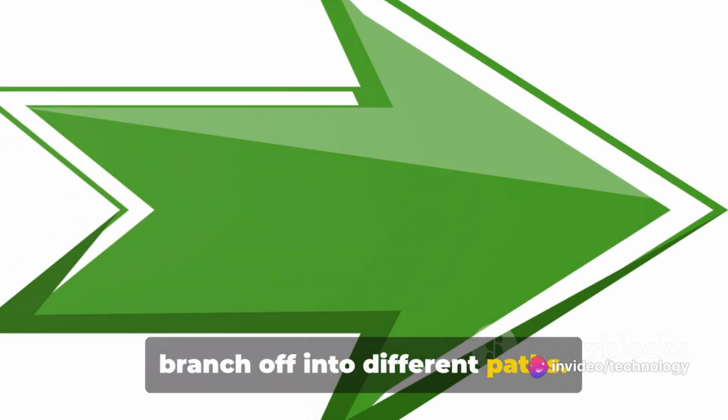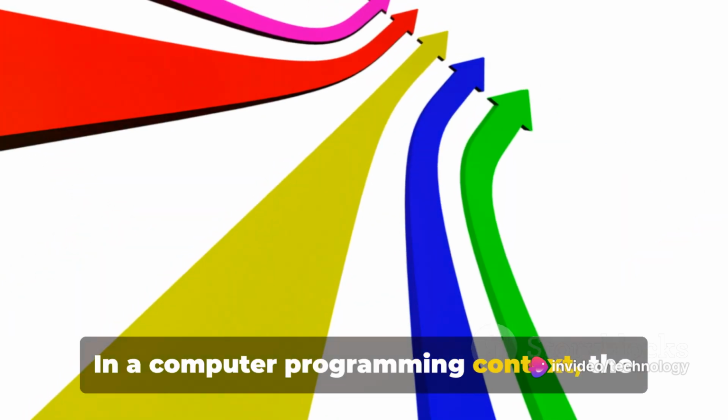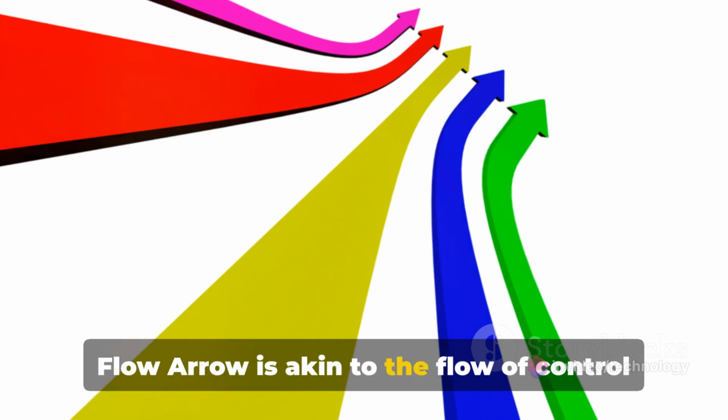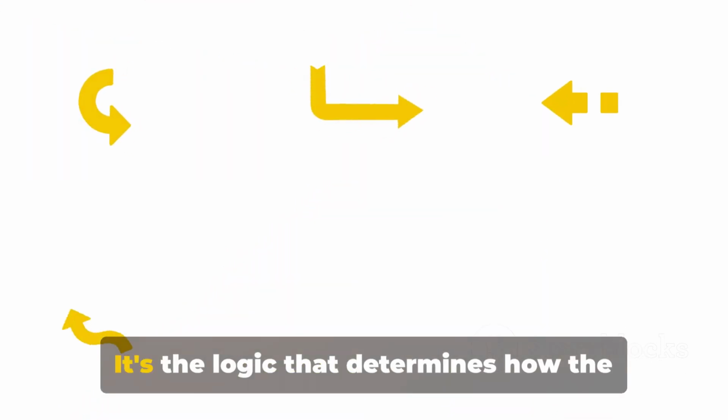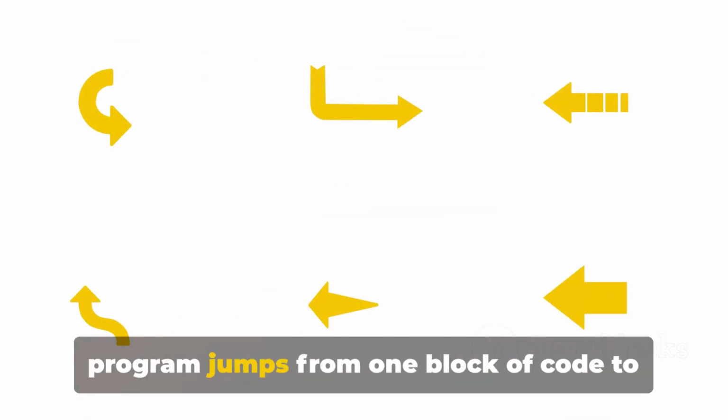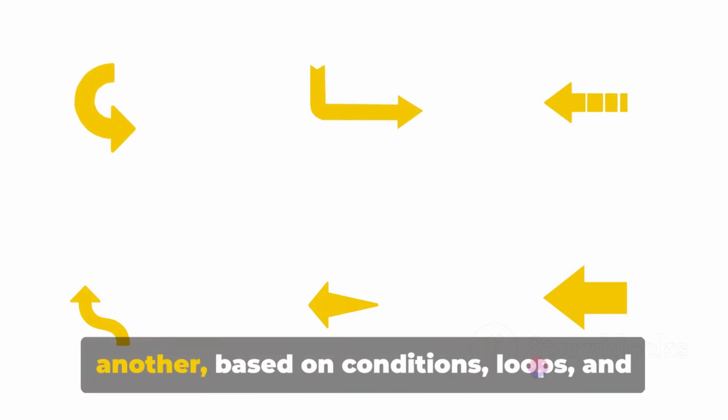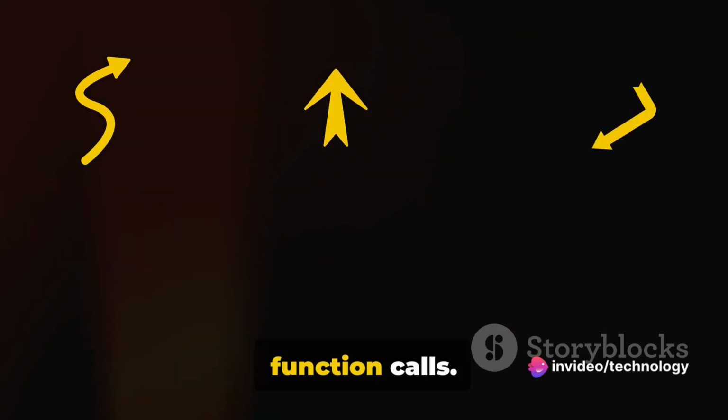In a computer programming context, the flow arrow is akin to the flow of control in a program. It's the logic that determines how the program jumps from one block of code to another, based on conditions, loops, and function calls.